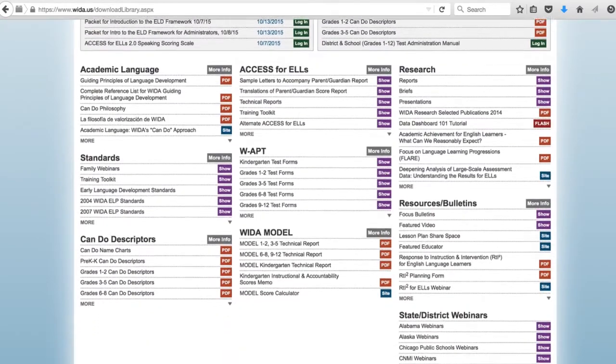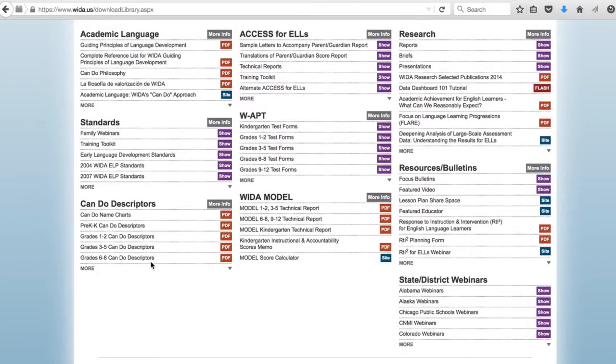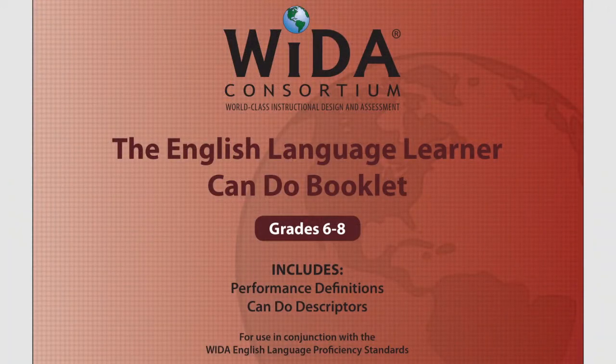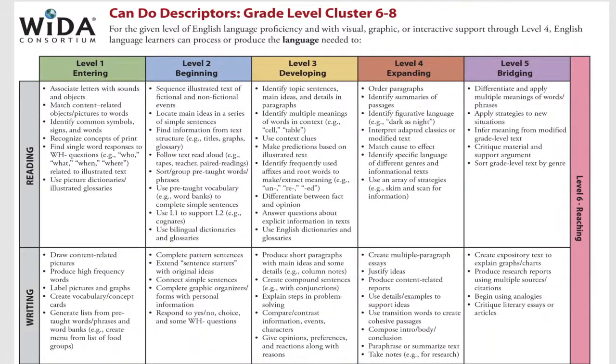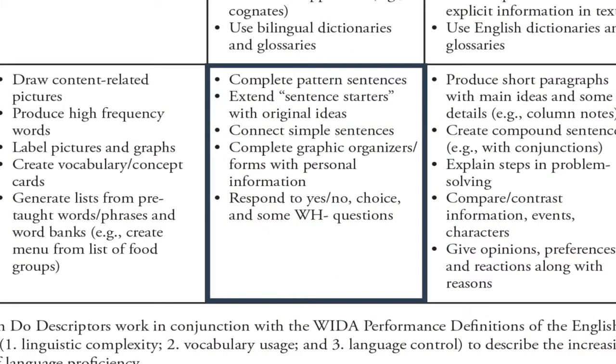I can start by getting a copy of the simplest WIDA resource, the Can-Do descriptors, in this case for the 6th through 8th grade. From this document, I see that emerging bilinguals in the writing mode should be able to complete pattern sentences, extend sentence starters with original ideas, connect simple sentences, and complete graphic organizers. Now, I'll look at the student's work. I see Eduardo used a graphic organizer in the pre-writing that he did and wrote a set of simple sentences. I'm thinking, great. Are we done?